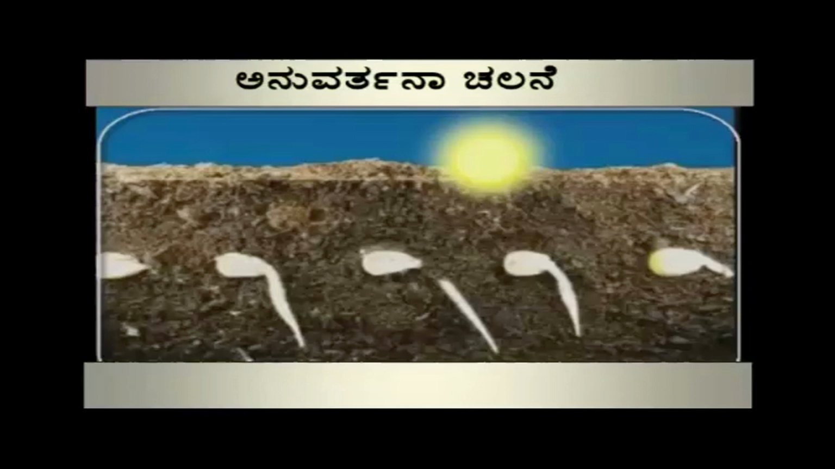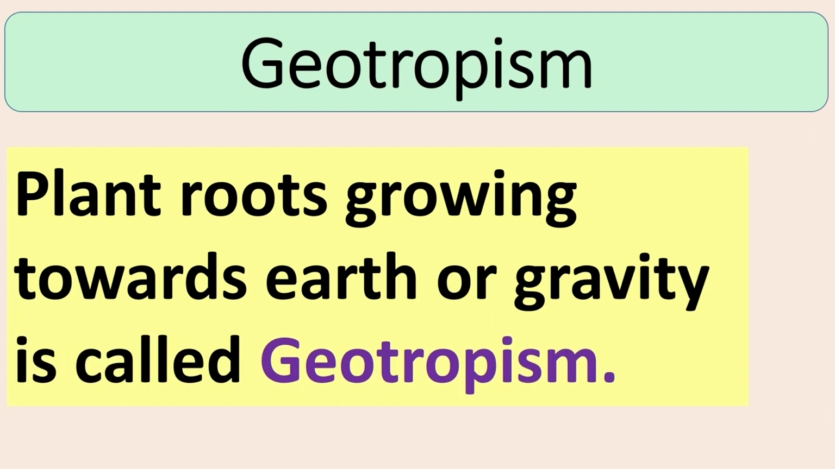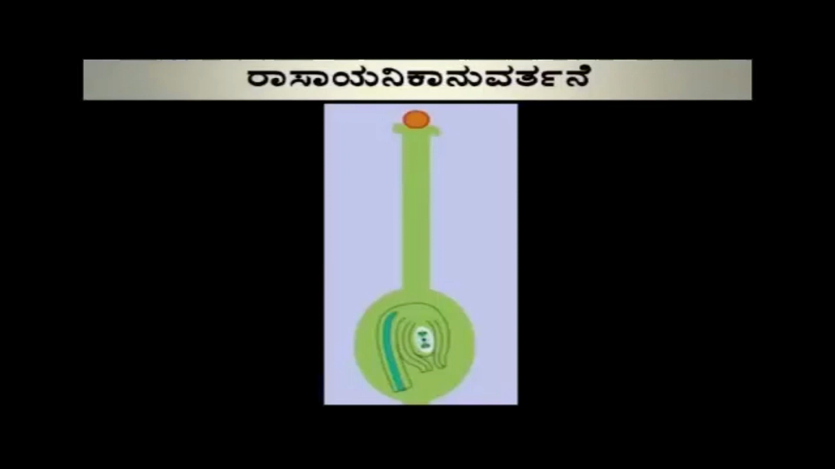Let us see other types of tropisms. If you look here, the roots are growing towards the soil and also towards the water. So, plant roots growing towards water is called hydrotropism, and plant roots growing towards earth or gravity is called geotropism. Geotropism is also called gravitropism.